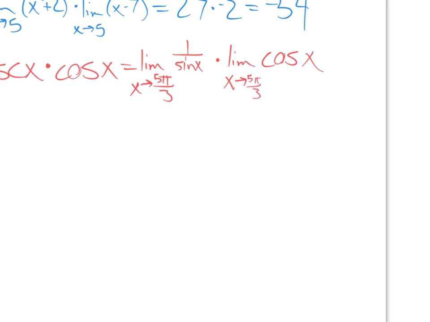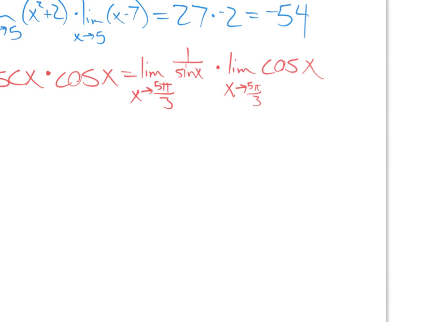So it's either a half or root 3 over 2. Root 3 over 2. Okay. And it's in the third quadrant, so sine is negative. So this is 1 over a negative root 3 over 2, right?